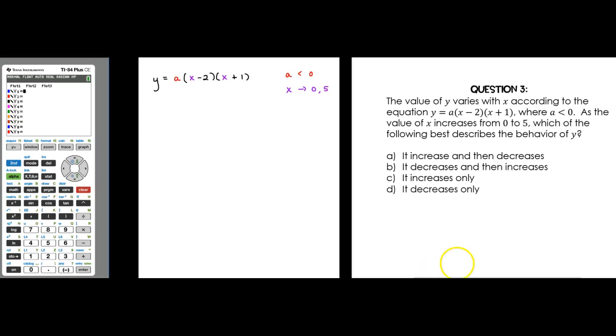All right, let's go ahead and take a look at question 3. We're actually going to solve this one graphically. You could definitely solve this one using some algebra, but we can use some pretty good calculator skills to look at this one. Here's what it says.